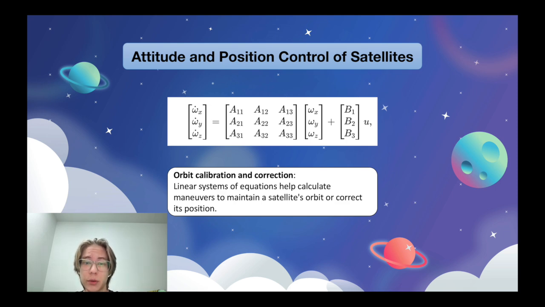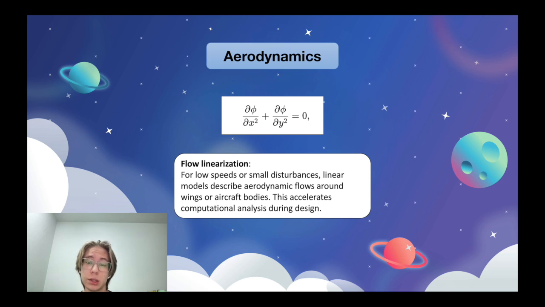Let's move on to aerodynamics, the flow linearization. For low speeds or small disturbances, linear models describe dynamic flow around wings or aircraft bodies. This accelerates computational analysis during design. For example, linearized aerodynamic flow around the airfoil, where phi is the velocity potential. Solving this linear system helps to calculate the lift and pressure distribution on the airfoil.